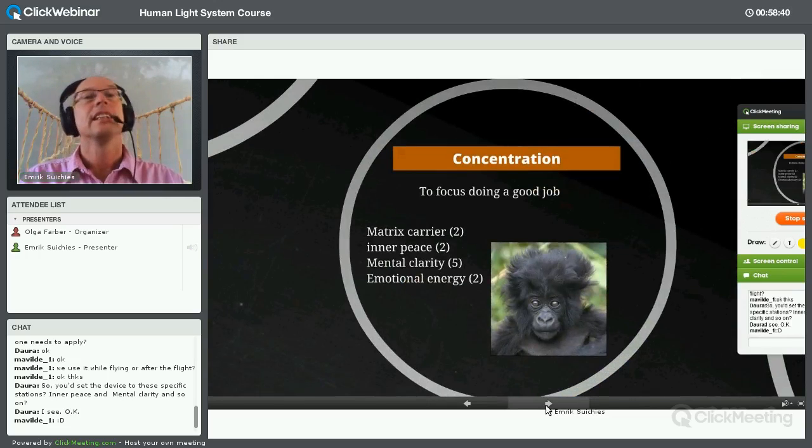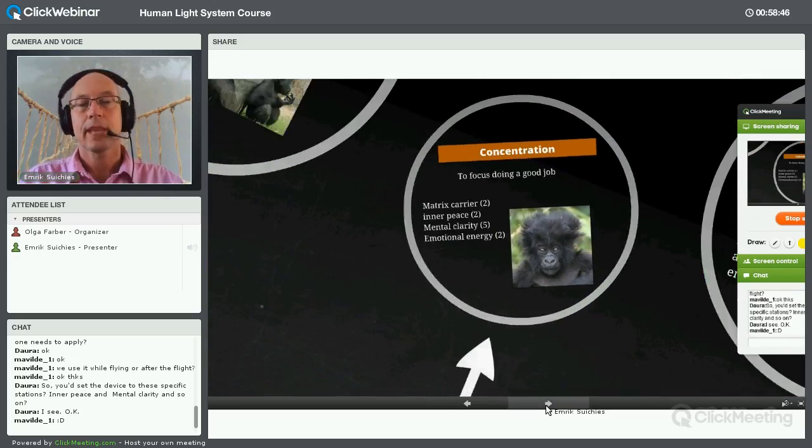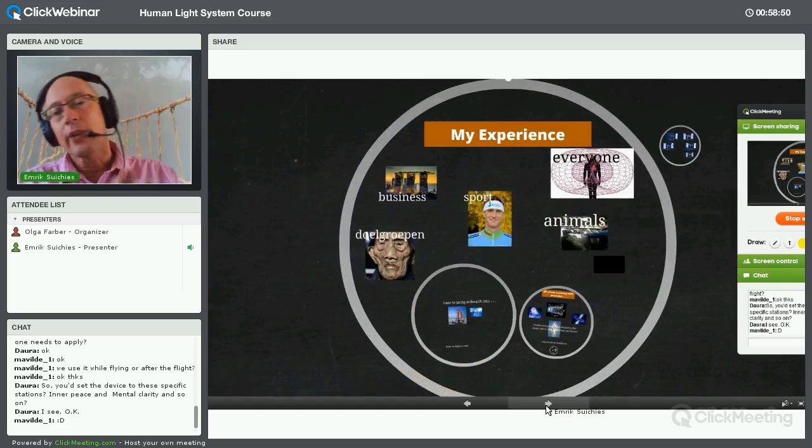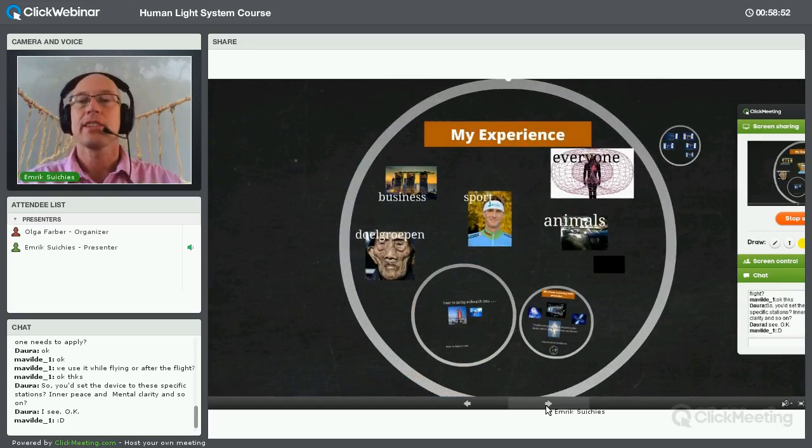Concentration, to concentrate and focus, doing a good job, you can use this, and it's working. And I already have a lot of experience, so I wouldn't talk like this if I didn't make it my own experience.